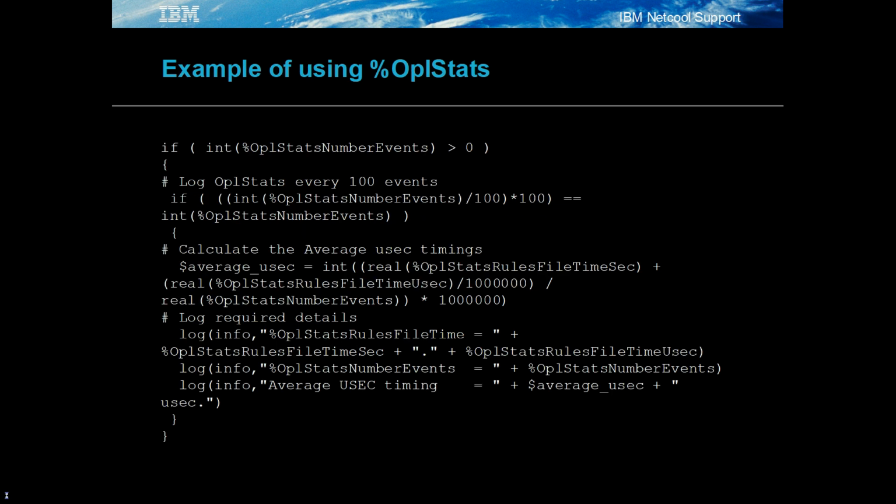If debug logging is not possible, it is possible to log the USEC timings using the %OPL stats variables. The logic seen here is derived from the return on investment rules file logic, which is found in $NCHOME/omnibus/extensions/ROI. This will log the total number of events and the average USEC timing.